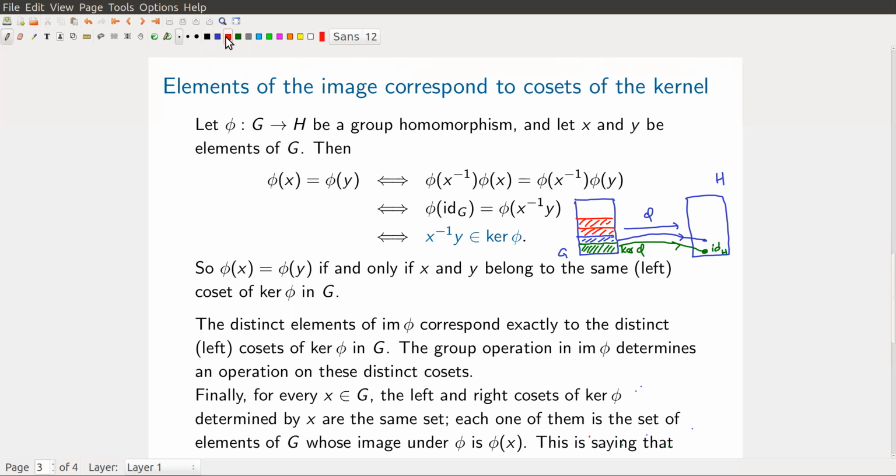All the elements in this coset of phi also have the same image. Okay, here's a little argument that says, if we take a pair of elements, x and y of G, apply phi to both of them, when do we get the same image? Well, there's an equation that says phi of x is equal to phi of y. Well, why does that happen?